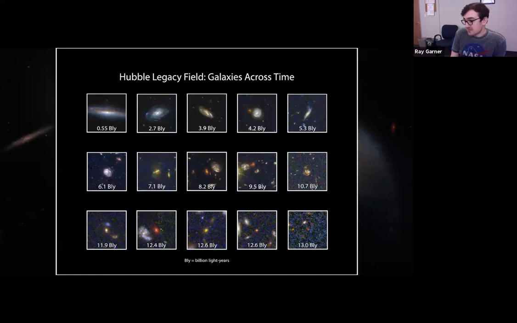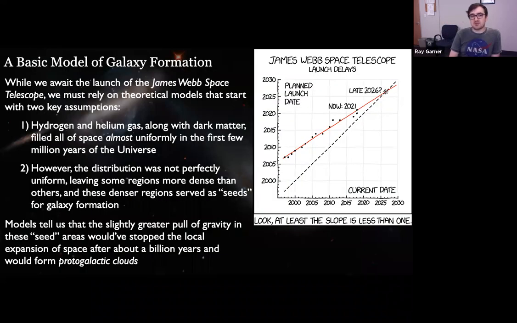Now, this is sadly about as far back as we can go with current technologies. We've got to really wait on the launch of the James Webb Space Telescope, ideally on Halloween this year, October 31st of 2021. We're crossing our fingers. See here in this tongue-in-cheek plot from XKCD, James Webb at one point was going to launch in like the late 2000s. It is now 2021.